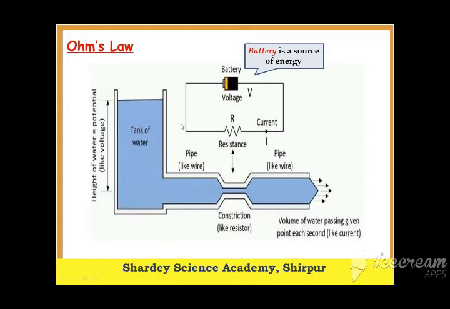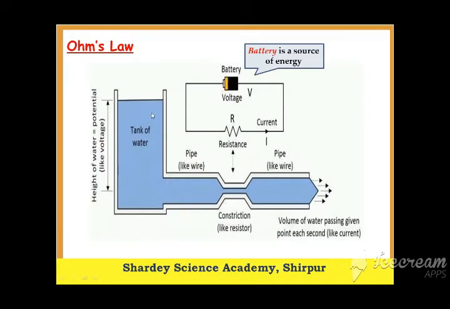So look at the diagram. This diagram represents the electric circuit, and this picture shows the water tank. What are we trying to do? We are trying to correlate the analogy. We already know the water tank analogy, and here we are just correlating both things.